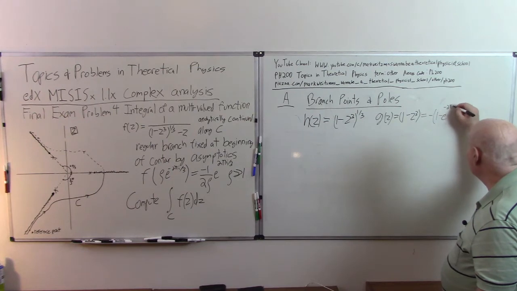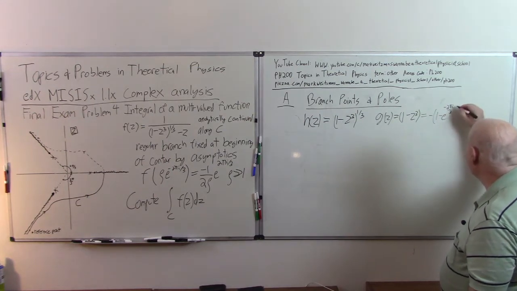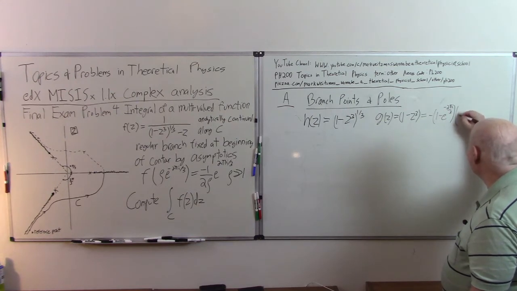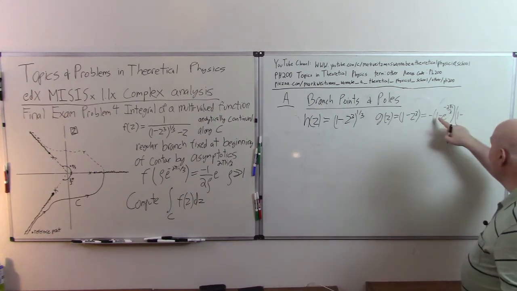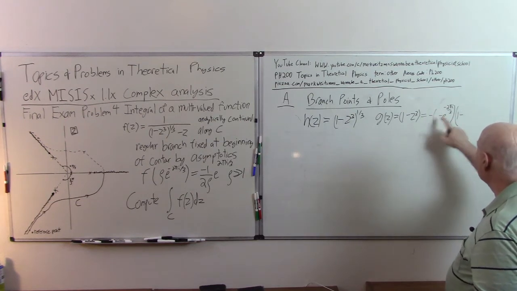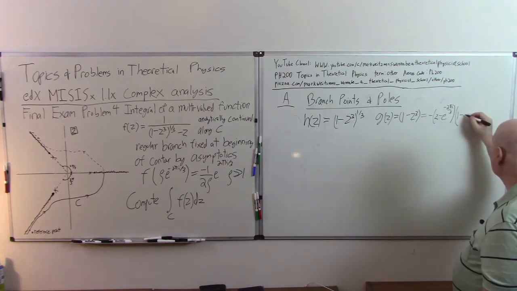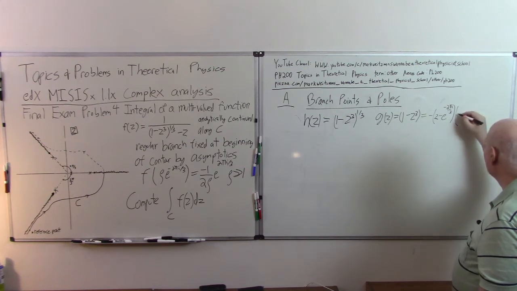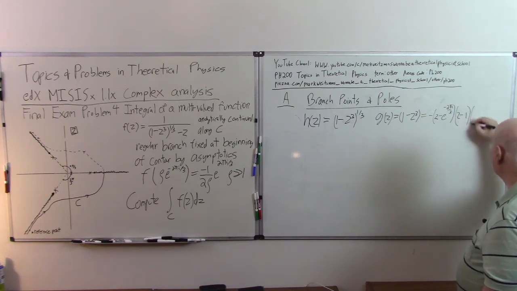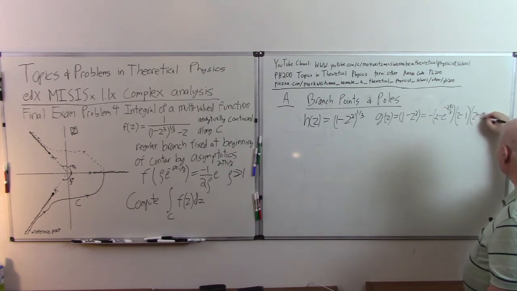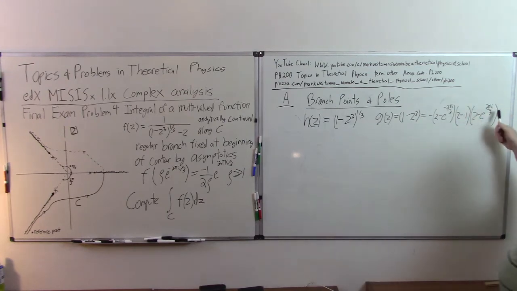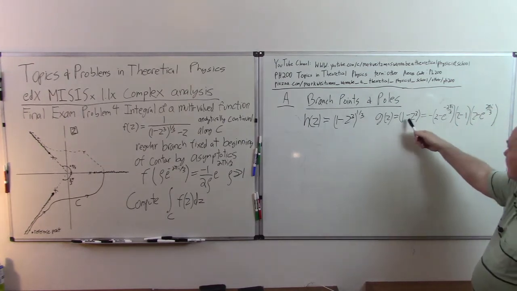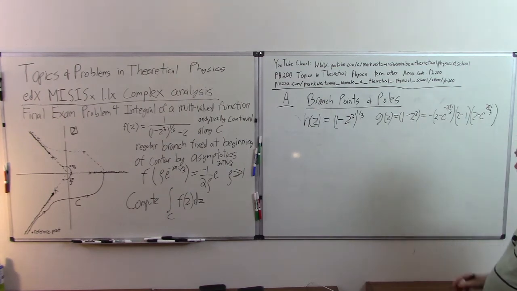minus 2 pi i over 3), times, I'm sorry, I need a z, times (z minus 1) times (z minus e to the 2 pi i over 3). Because these are the three roots of this polynomial. And if I wrote it as z cubed minus 1, I wouldn't have to add that minus sign.